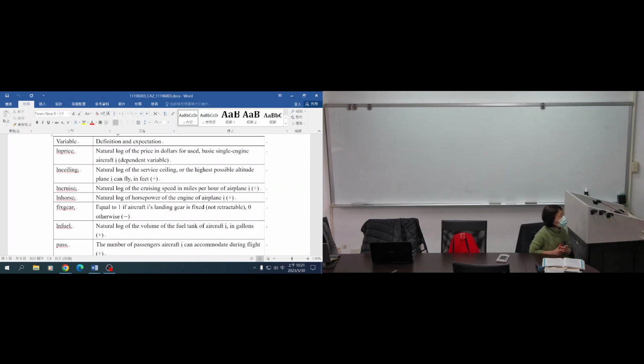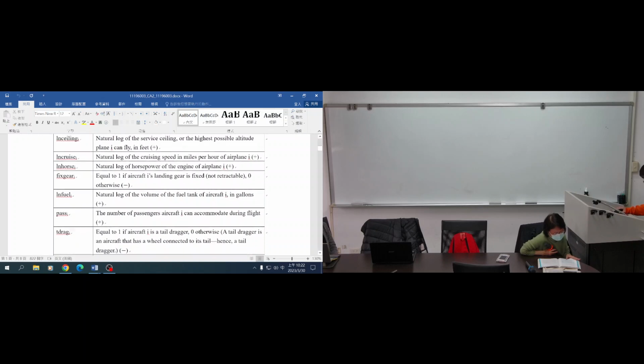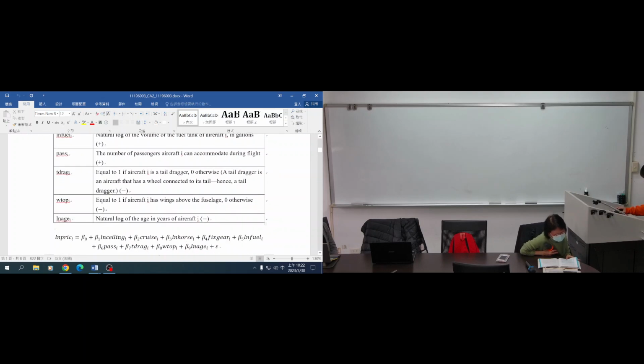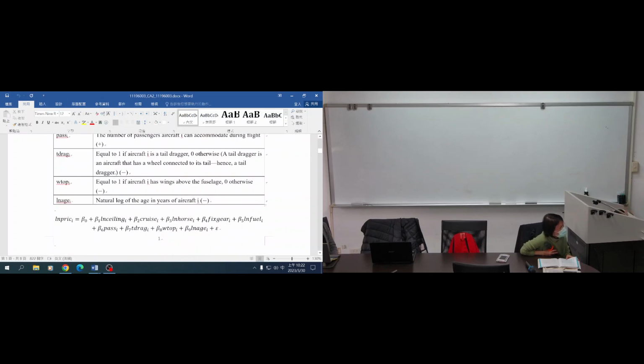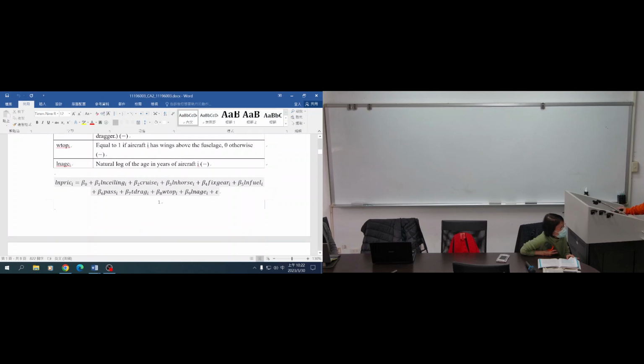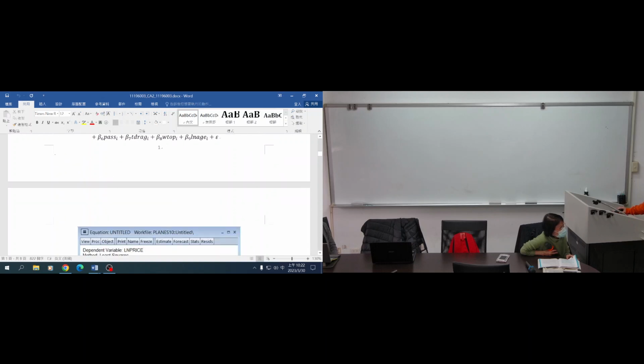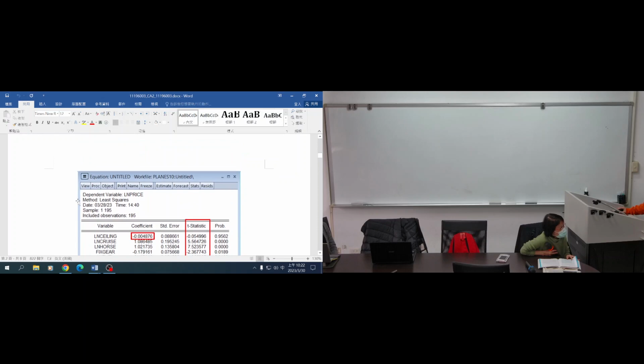LM price is the dependent variable, and beta 1 we think is positive, beta 2 is positive, beta 3 is positive, beta 4 is negative, beta 5 is positive, beta 6 is positive, and beta 7 is negative, beta 8 is negative, beta 9 is negative. So the formula will be like this. There's one more E. Okay, so this is the result.